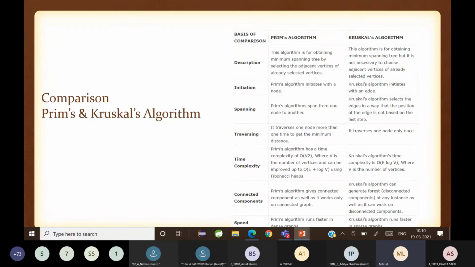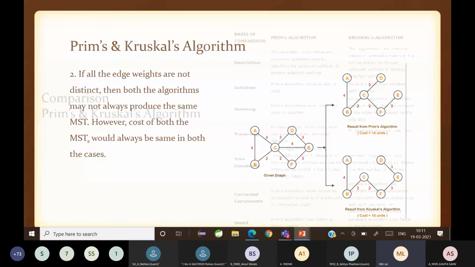Clear? Have you all understood? Any doubts, students? समझ में आया क्या सबको? Okay. Yes, ma'am.